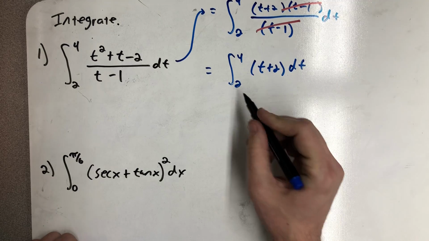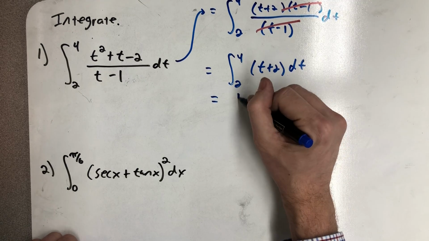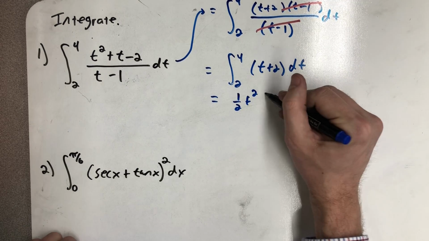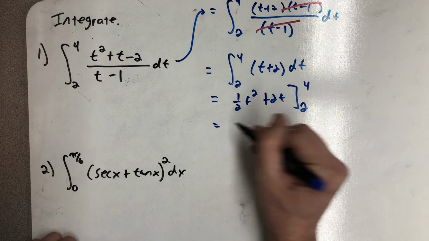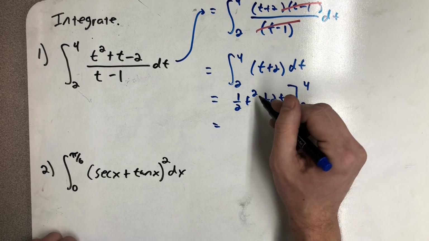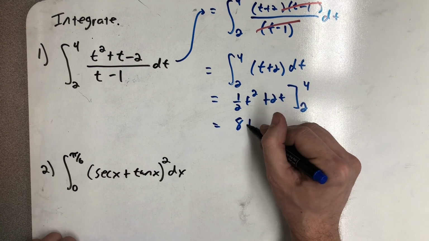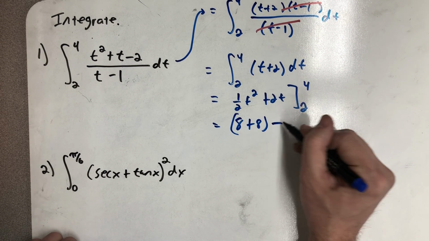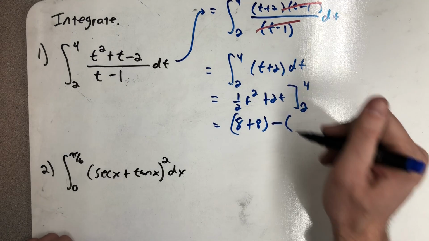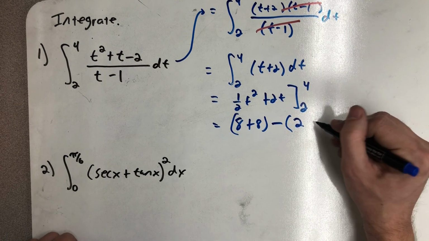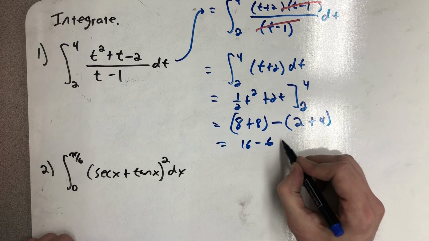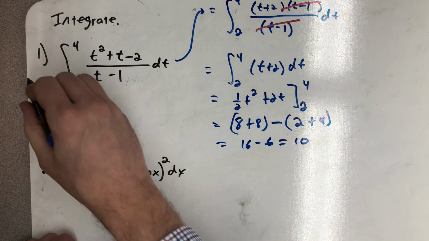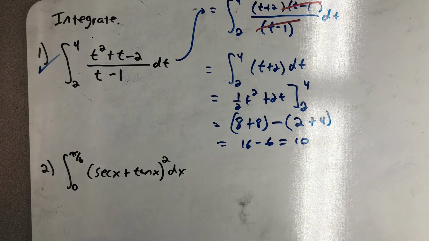dt, of course. So let's see, I need an antiderivative, so 1/2 t squared plus 2t, evaluated from 2 to 4. All right, let's plug that 4 in. 4 squared is 16, divided by 2 is 8, plus 8 more, minus, now I have to plug a 2 in. 2 squared is 4, divided by 2 is 2, plus 4 more. So let's see, I have 16 minus 6 is 10. There's a nice happy final answer for number 1.